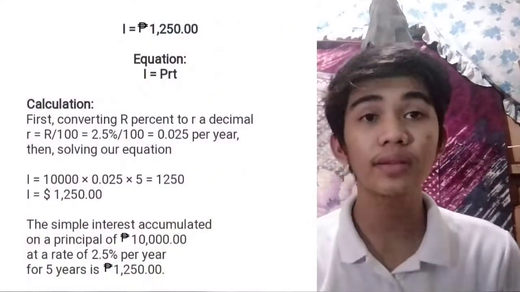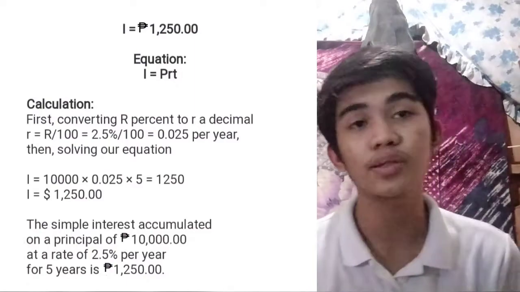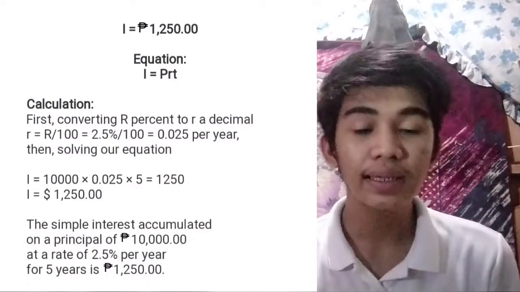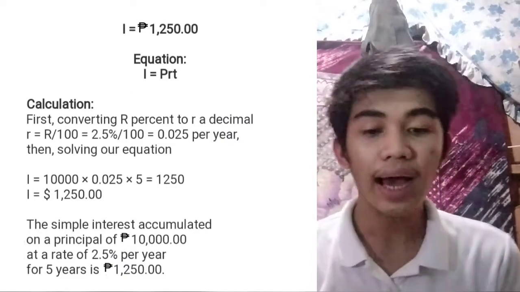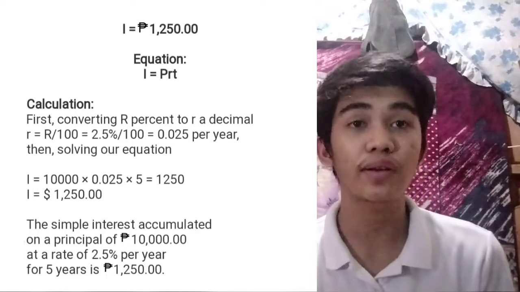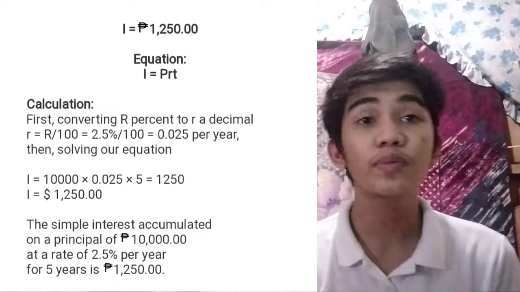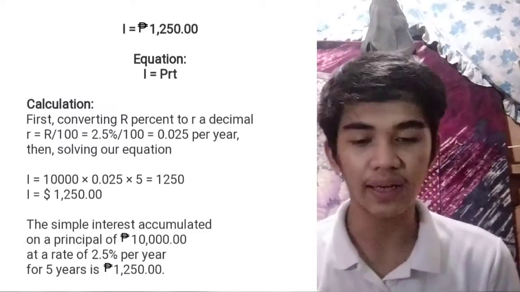Now let's answer the seventh problem. So let's find the given from the problem. Our given is, our principal is 10,000 pesos, our rate is 2.5%, and our time is 5 years. So let's find the interest by the equation I is equal to PRT. First is to convert the percentage rate to decimal. So 2.5% will be converted into 0.025.